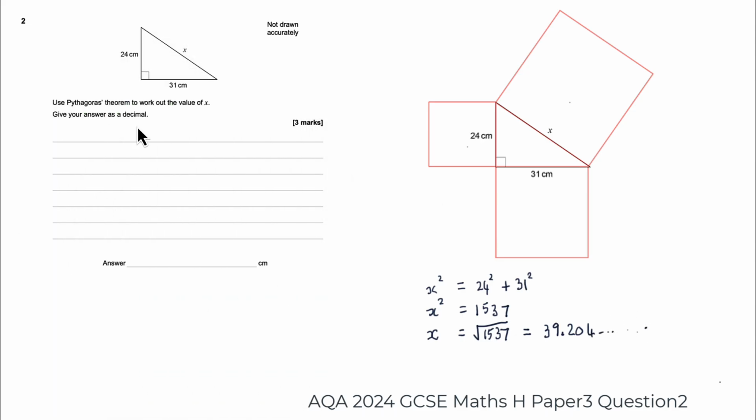Now the question says give your answer as a decimal, but it doesn't say how accurate that should be. So let's just round it to 1 decimal place. We've really vandalised that number by hacking off the rest of the digits there. So we'll say what we've done. That's to 1 decimal place. So 39.2 centimetres.